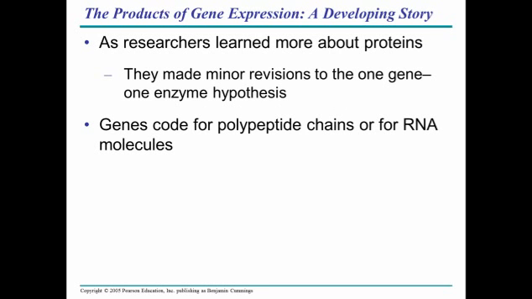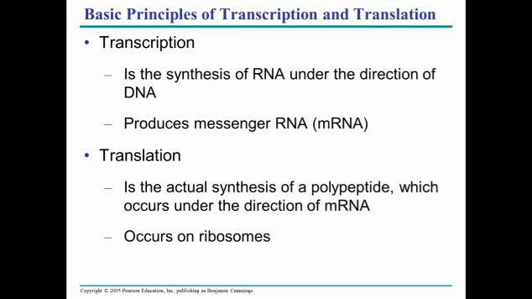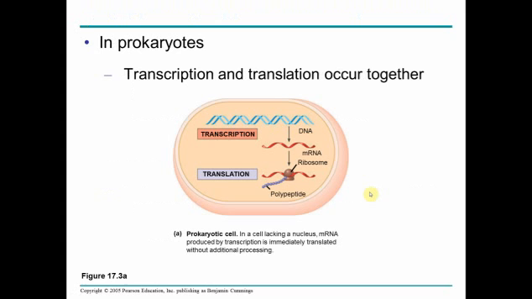So over time, we've made adjustments to this one gene, one enzyme hypothesis. It's not so simple because we do know that genes code for polypeptide chains as well as intermediate RNA molecules, but there's also the potential for one gene to code for multiple polypeptide chains, and we'll show you how a little bit later. Now, DNA is converted into RNA. It's called transcription. And initially, we produce messenger RNA. And then translation takes that messenger RNA at the ribosomes and converts it into a polypeptide.